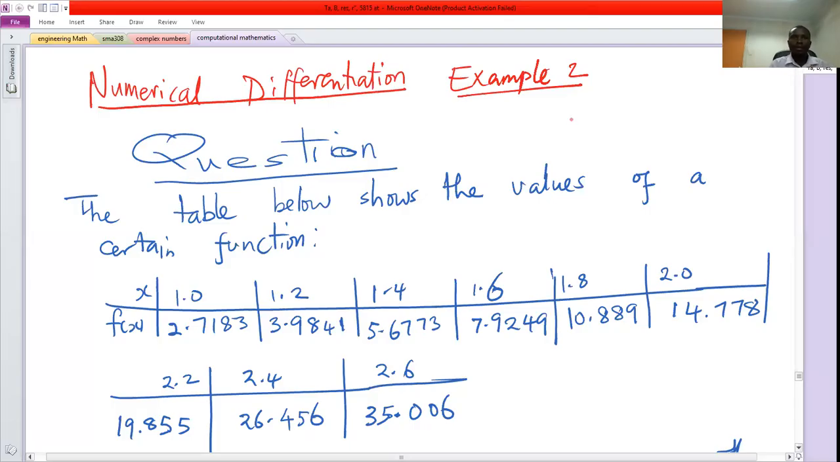Welcome to this session. In this session, we are going to give the second example on numerical differentiation. So the question is, the table below shows values of a certain function. So we have x and then the value of the function at x. When x is 1, the value is 2.7183.